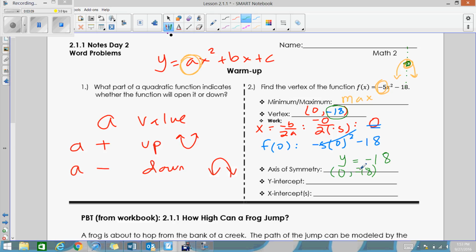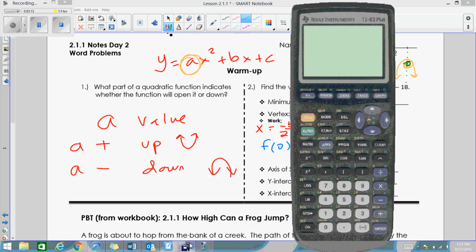And then your x-intercepts. Now your x-intercepts, you're going to have to use your calculator here. So we're going to need to use our calculator. You got to type this in, and you're going to need to figure it out from there.